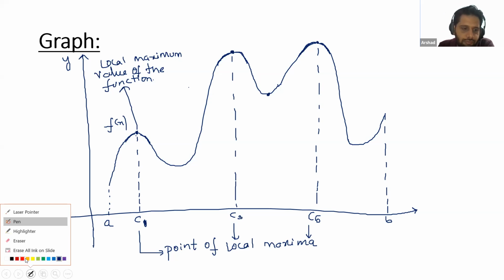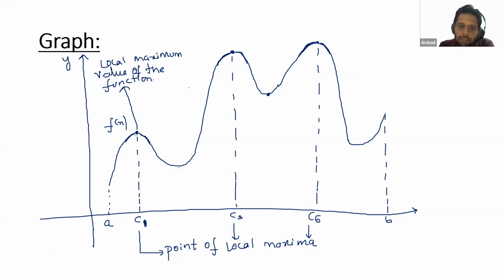One more point we will discuss. After that, I will ask you a question. Now, suppose we check this point, this is C2. At this point, the function has a value which is lesser than the neighboring points. You can see here, these are the neighboring points, the neighboring values of the function. At this point, the value is less than the neighboring points.